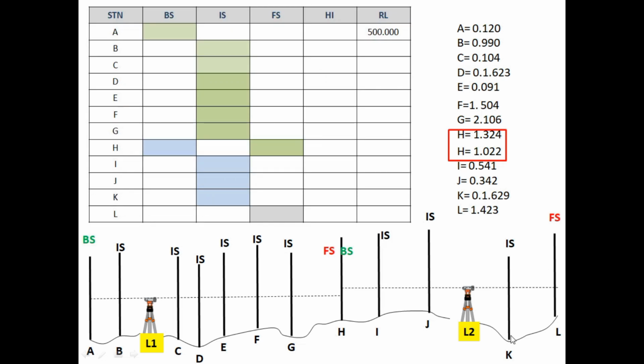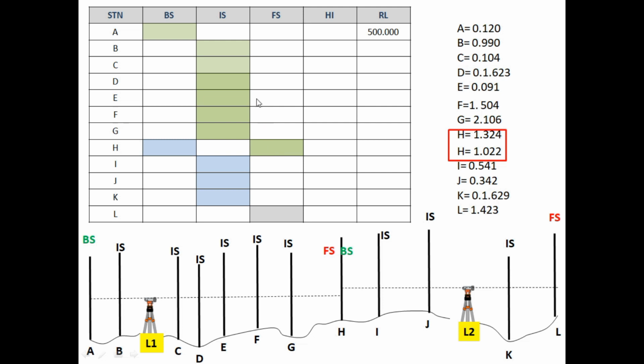Now here there is the observation table in front of you. So A, where will we enter A? See here, it is a backside, so A will go in the backside. B, C, D, E, F, G will go in the intermediate side, and the last reading, that is 1.234, will go in the foresight.